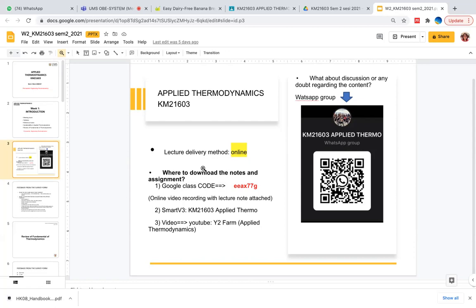So where do you download the notes? I upload the notes in Google Classroom and Smart V3. You can log in to Google Classroom with the code given, the red one. You can get the lecture notes, tutorials, and the attendance link. In Smart V3, you can also get the attendance link. Again, I advise you to have Google Classroom with you.